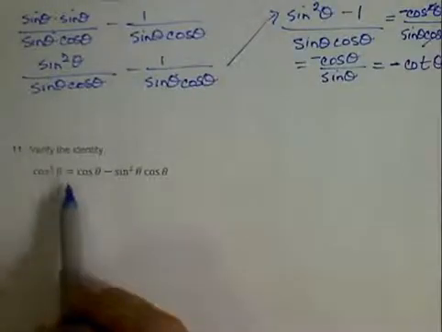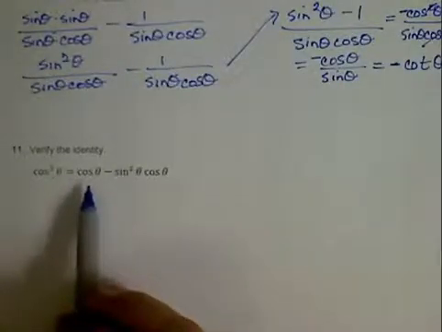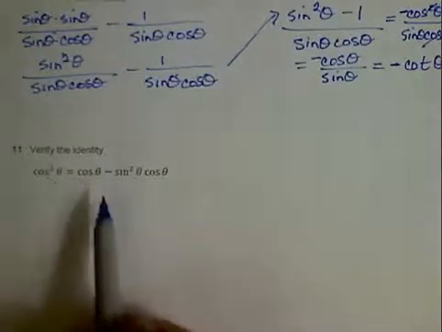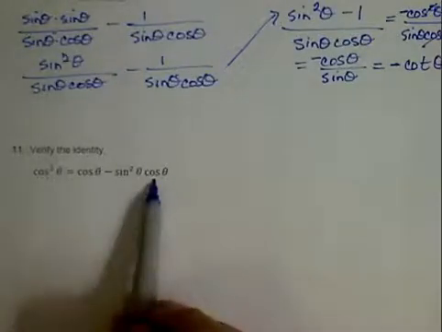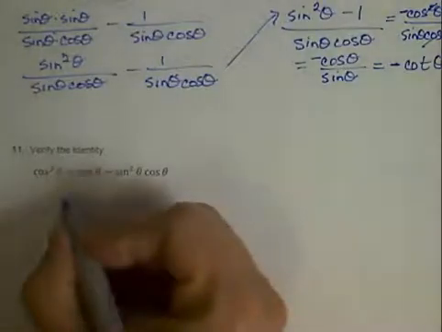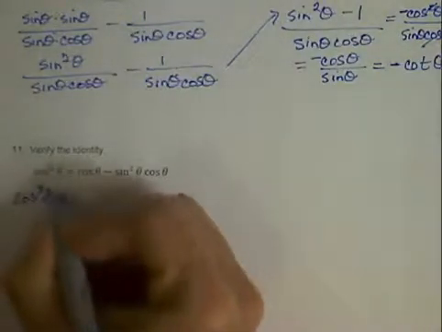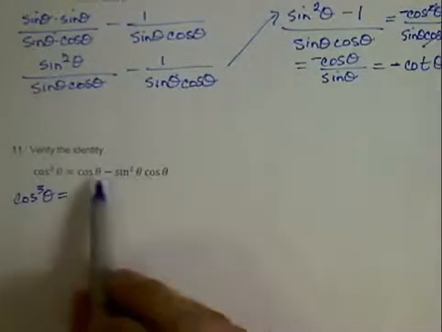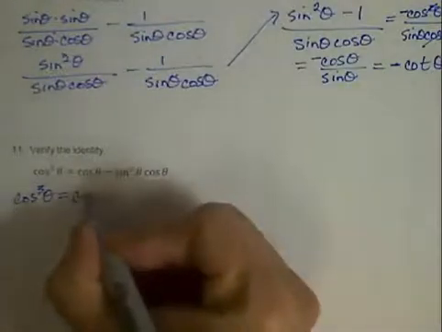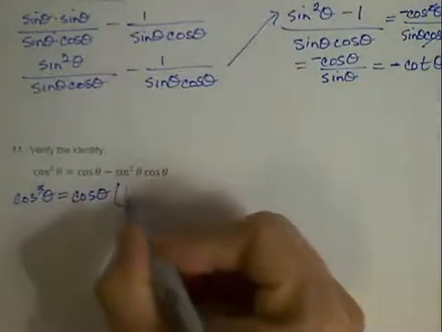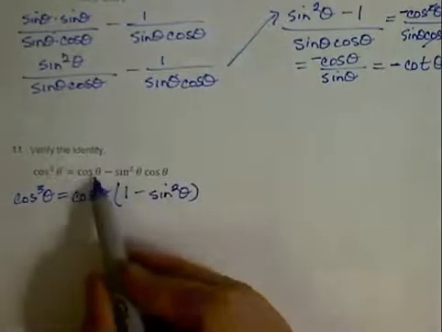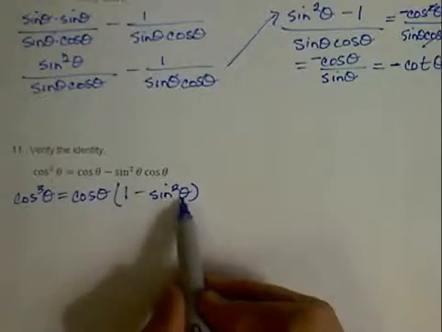In number 11, we're actually trying to verify the identity. One of our strategies for verifying identities was to look at the most complicated side first and just work with that one side. In this one, I'd say that this side is more complicated, so let's just work with that side. One thing we could do, since we've got two terms here and they both have a cosine theta, is we could factor out the cosine of theta from both of these terms. That would give us a 1 here and a minus sine squared theta here.